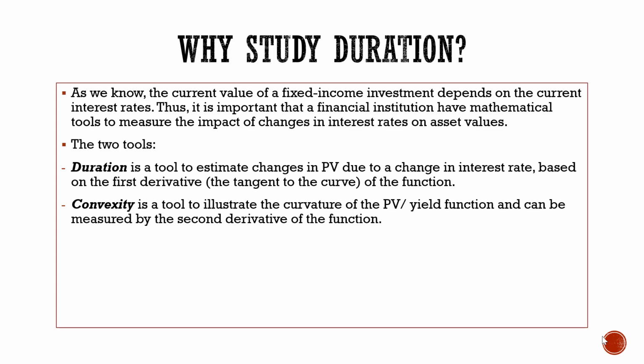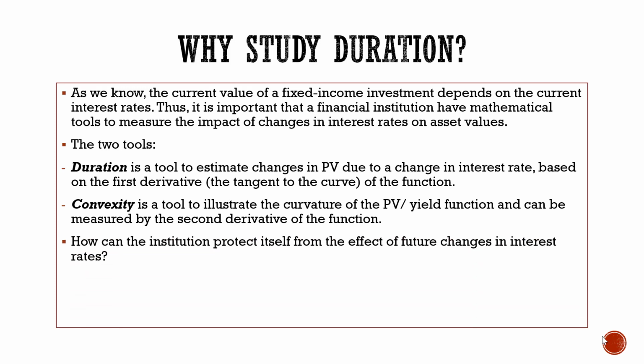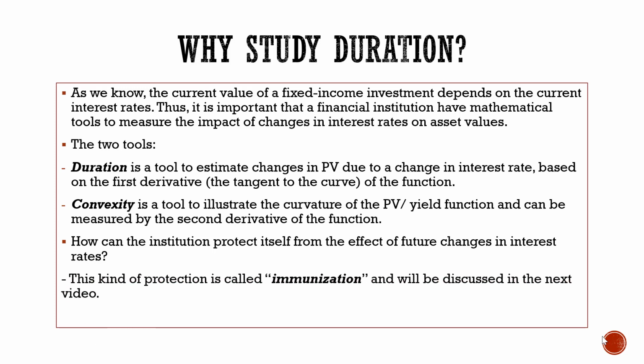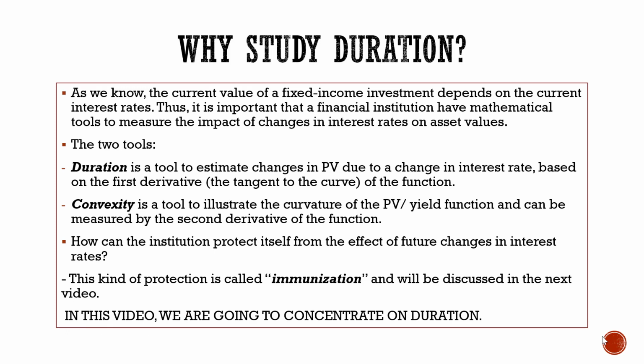We are going to investigate the behavior of the present value when there is a small change in interest rate using duration and convexity. So once we know how the present value of an investment changes after a small change in interest rate, how can the institution protect itself from the effect of future changes in interest rates? That is a question about immunization. Immunization and convexity will be discussed in the next video. In this video, we are going to concentrate on only duration. Let's get started with the simplest case, duration of a single cash flow.